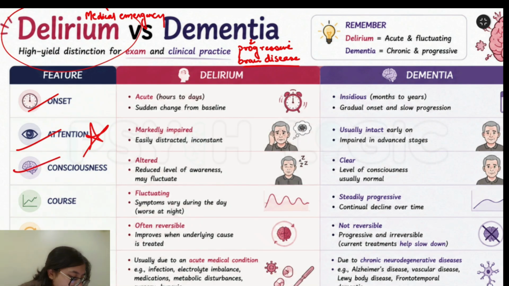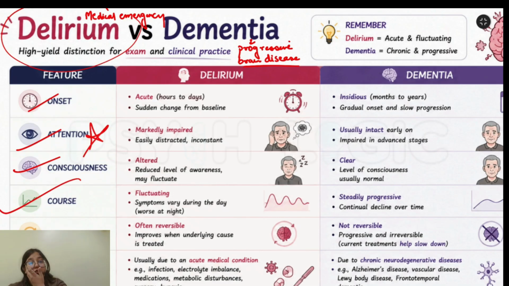Then let's talk about the level of consciousness. In delirium, the level of consciousness is altered. They can appear drowsy, agitated, or sleepy. So their alertness keeps changing. While in dementia, they're usually very conscious. They're alert. They're forgetful, but they're conscious and alert. They're not drifting away.